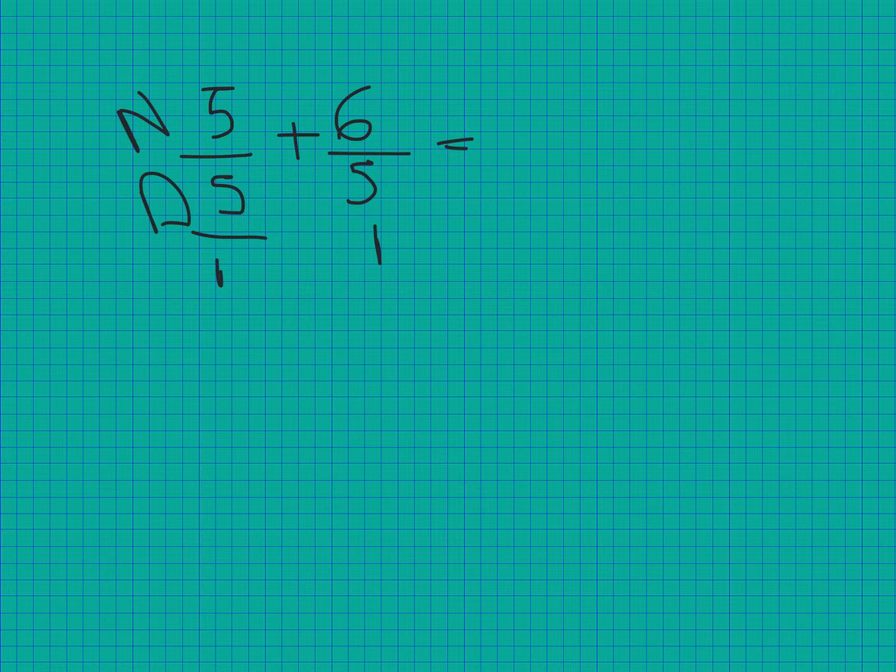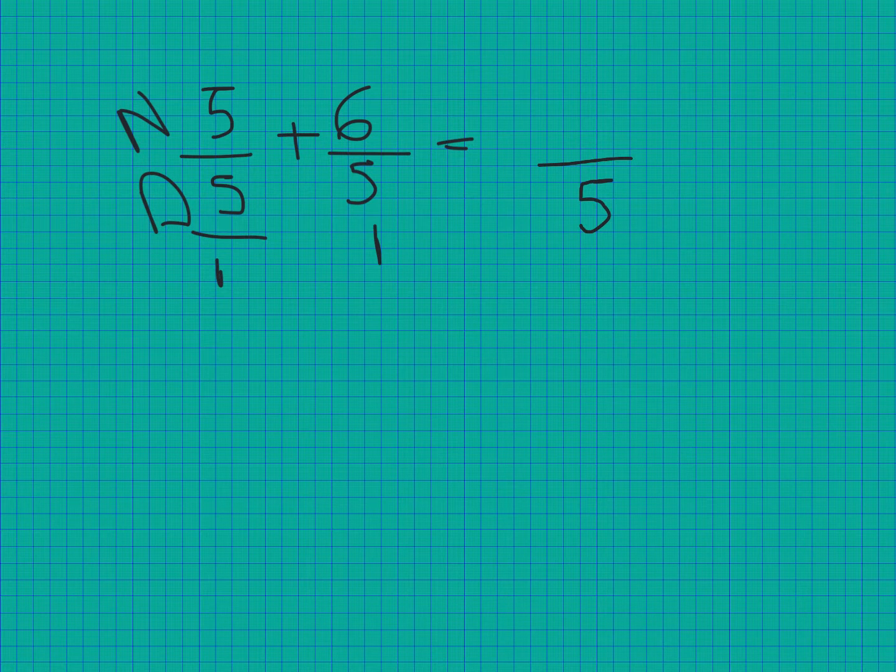So now that we have these the same, when we're adding, we don't add the denominators because they're the same. We want to keep that number the same. As a result, when we have the same numbers in our denominator, it's easy because we can just put 5 as the answer.